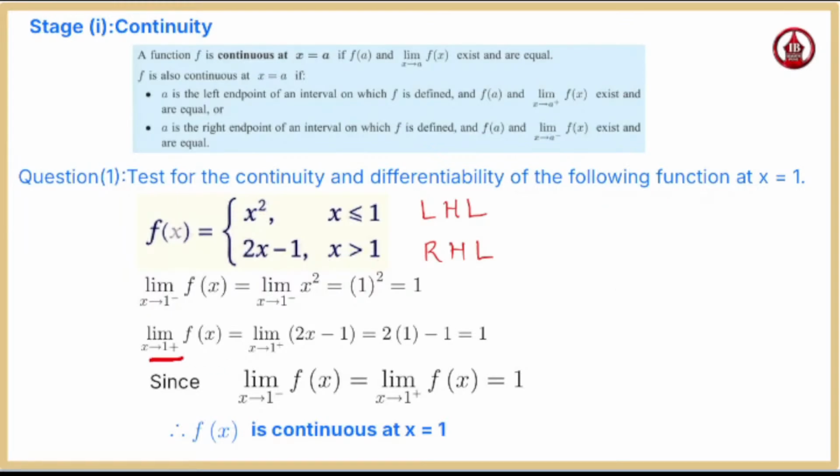Okay. So I am taking limit x tends to 1 plus. I am approaching 1 from the right hand side. So for that, I have to take the second part of the function, and I will write limit x tends to 1 plus 2x minus 1, and x will be replaced by 1. So 2 into 1, 2, minus 1 will be 1. Now look here, both the answers are 1 only. So left hand limit and right hand limit, both of them are equal to 1. When they are equal to 1, then we say that the function is continuous at x is equal to 1. So I hope you understood the continuity part.